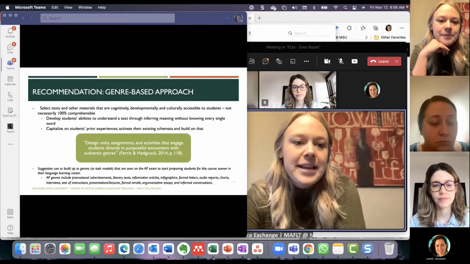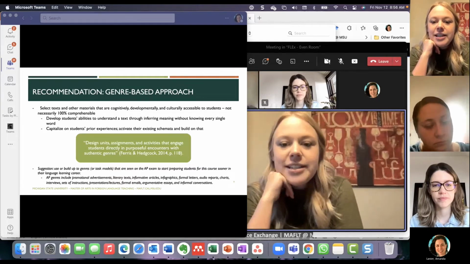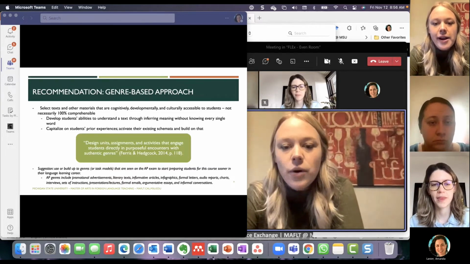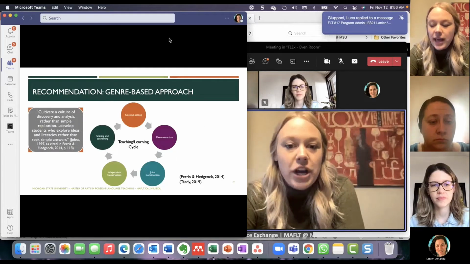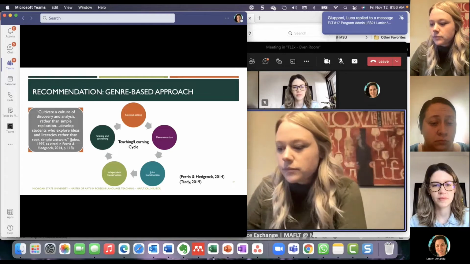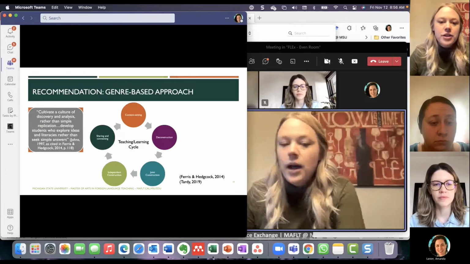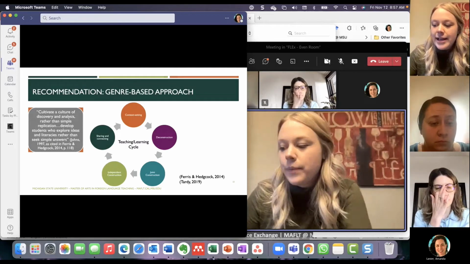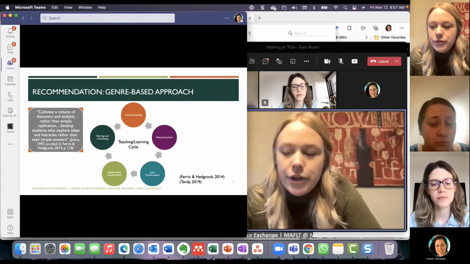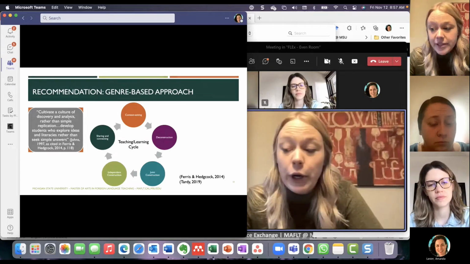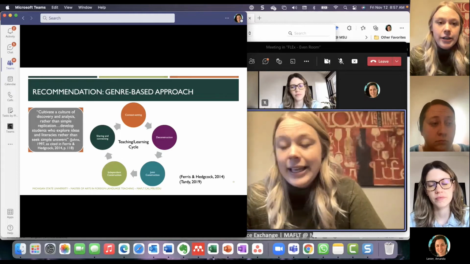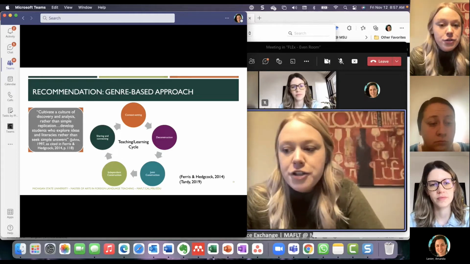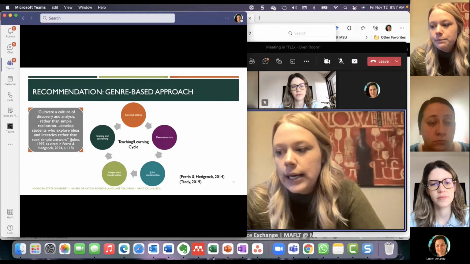Next slide. This is the teaching learning cycle for a genre-based approach. And so we start with context setting. So in this step, we're talking with our students, discussing with our students, what is the purpose of this genre? Who is the audience? Is there specific content or genre knowledge the students need to know?